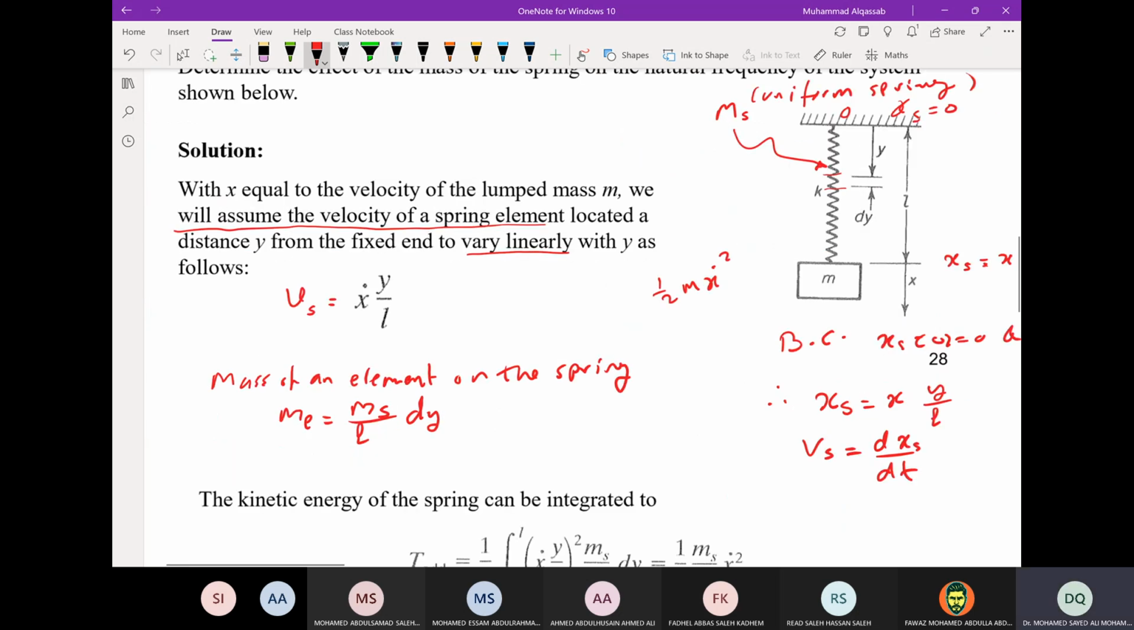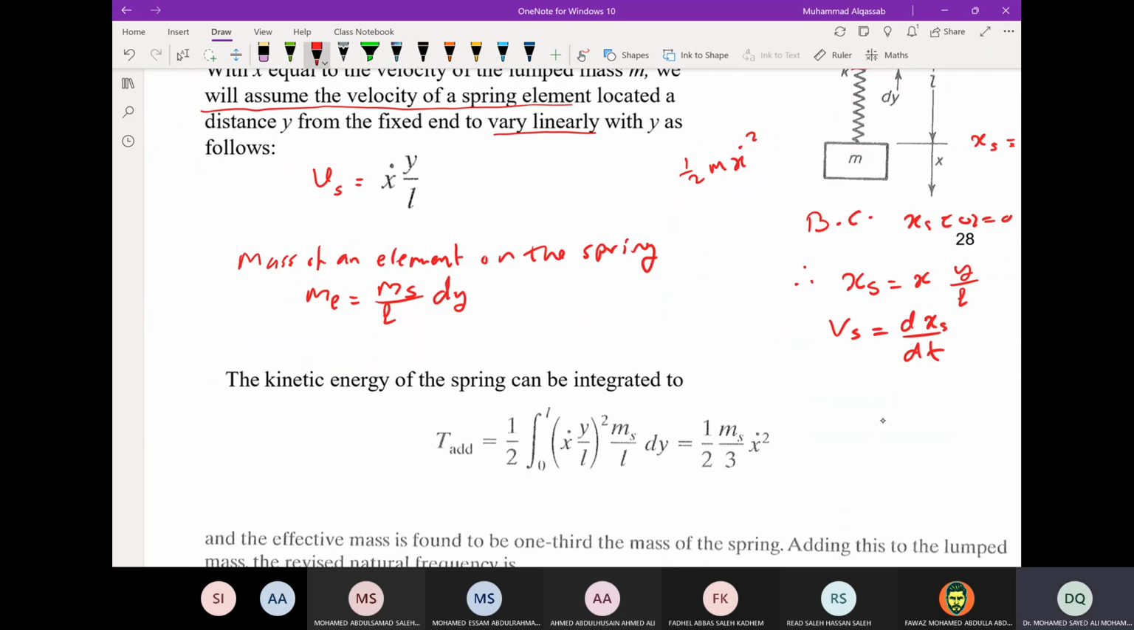Okay, then we can divide ms over L, multiply by dy, and dy goes to 0. This means a point, and you are getting the mass of a point. The kinetic energy for the element will be 1/2 me vs at y squared. The velocity is a function of y, and that is the variable changing with length.